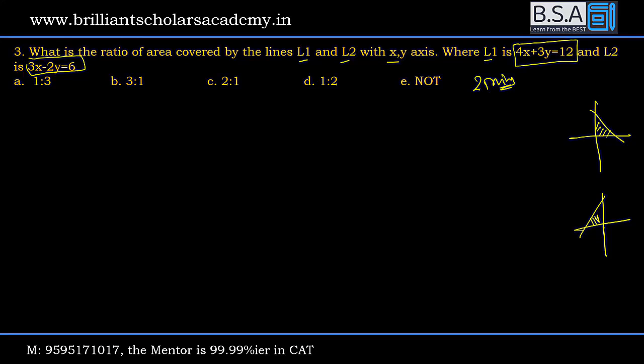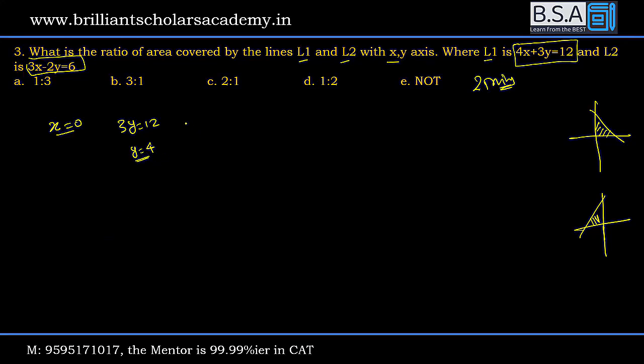So as I've shown you earlier, why is this question here? Because I've shown you how to plot graphs. What you do in the first case is simply make x is equal to 0. You get 3y is equal to 12. You get y is equal to 4.